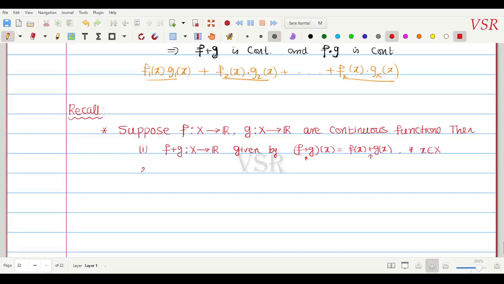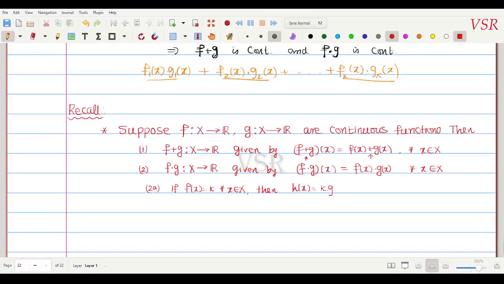Number 2, I may have f into g, a function from X to R given by f into g of x, which is equal to f of x into g of x for every x belongs to capital X. A particular case of this, 2a, is to take f to be a constant, f of x equal to some constant k for every x belongs to capital X. Then h of x, which is equal to constant times g of x, is continuous.